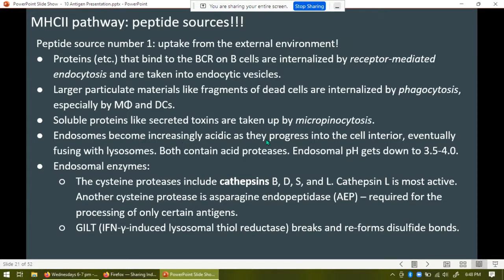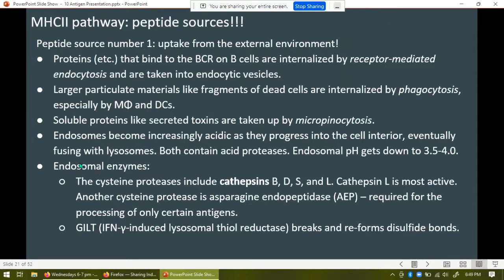Endosomes become increasingly acidic as they progress into the cell interior, and eventually endosomes do fuse with the lysosomes. Both endosomes and lysosomes contain enzymes called acid proteases, which are protein-cleaving enzymes that are active under acidic pH. The endosomal pH at the end of the pathway gets down to about 3.5 to 4. Most of the acid proteases become active around pH 4.5 to 5.5, but they remain active at this lower pH as well.